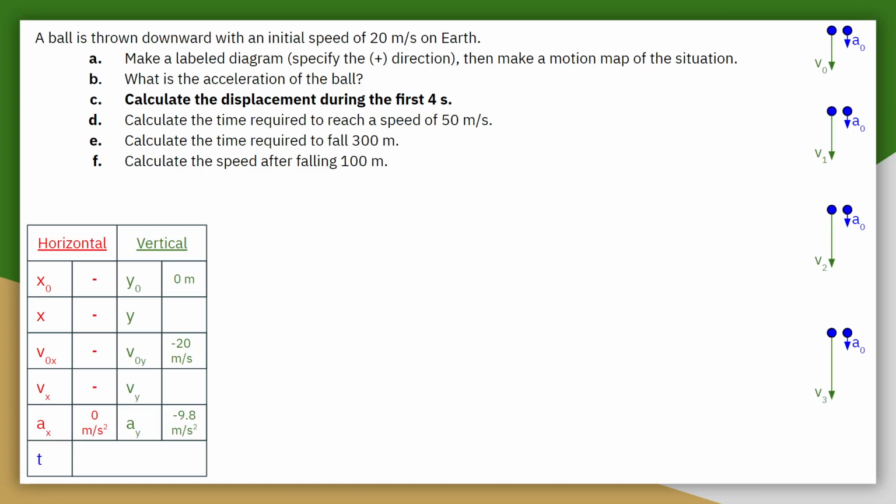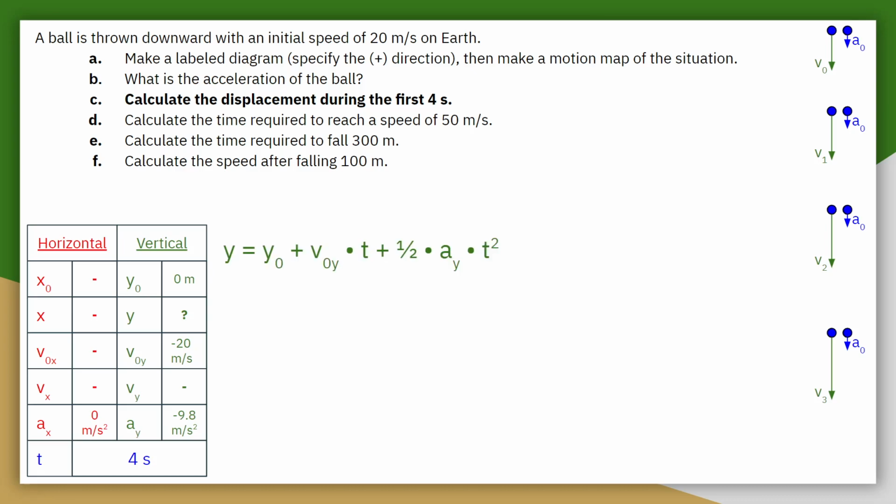Now, for the vertical, we don't know what the starting height is going to be, so I'm just going to say it starts off at a reference height of 0. We don't know where it ends up, nor do we know its final velocity. But the time for part C, we're told, is 4 seconds. We're figuring out the displacement or the change in position. So that means that we're basically figuring out final position minus initial position, or if we define the initial position as 0 like I have, then we're just solving for the final position.